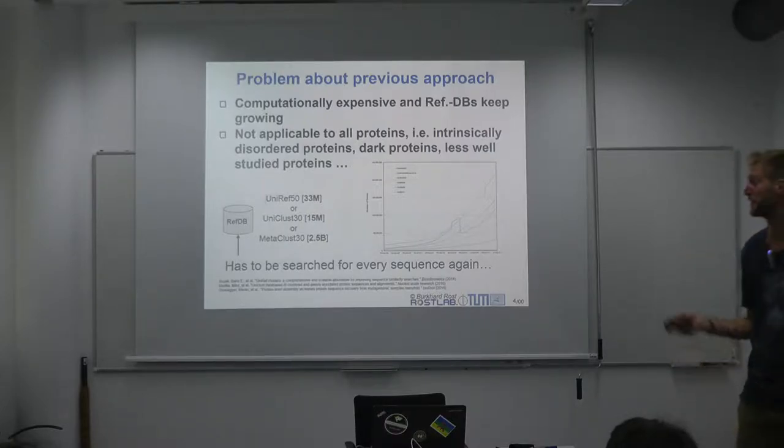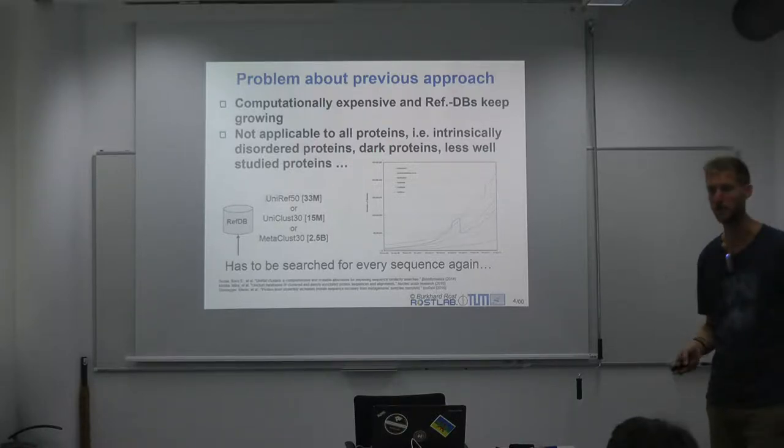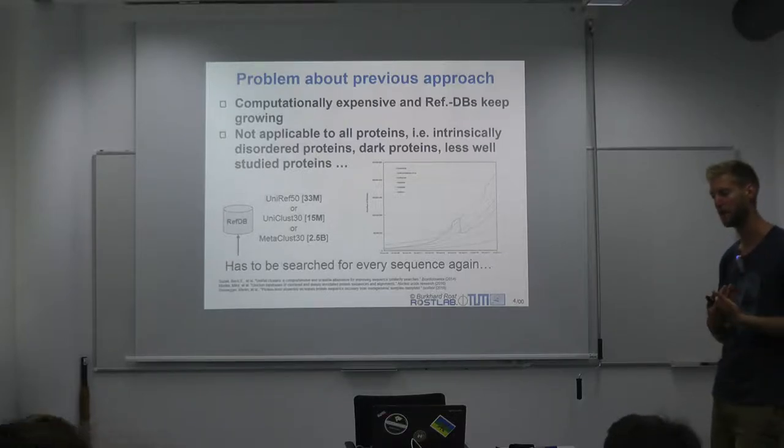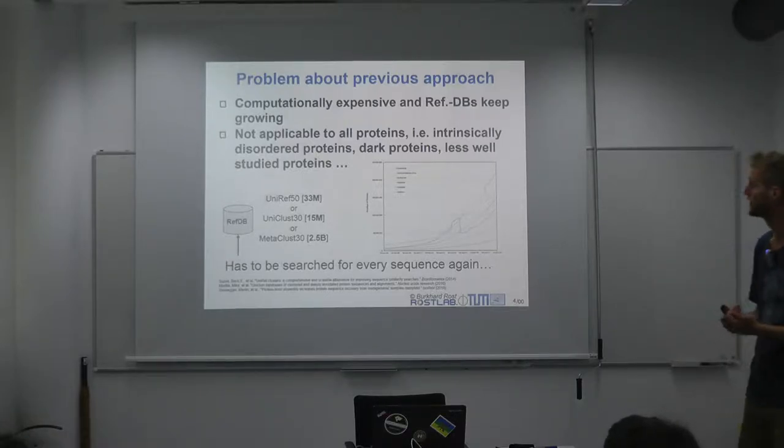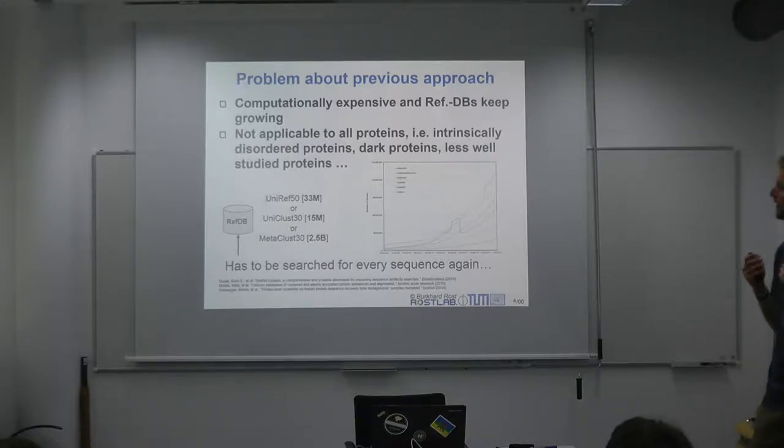It's computationally expensive. The other thing is that it's not applicable to all proteins. So you will not find evolutionary-related proteins for every query protein which you have. This might have different reasons. So for example, intrinsically disordered proteins are harder to align, and therefore you might find fewer evolutionary-related proteins, and therefore your multiple sequence alignment contains less information, as well as the PSSM.